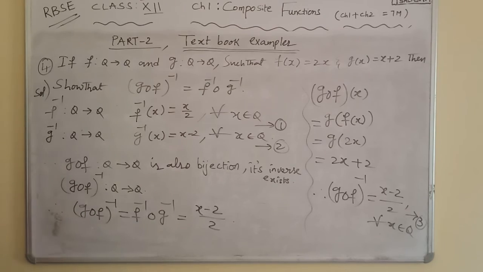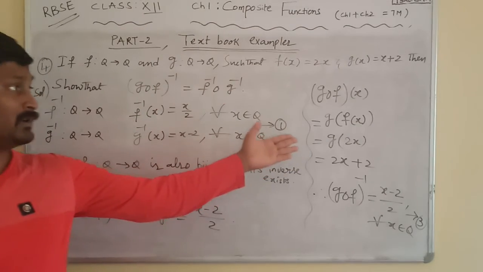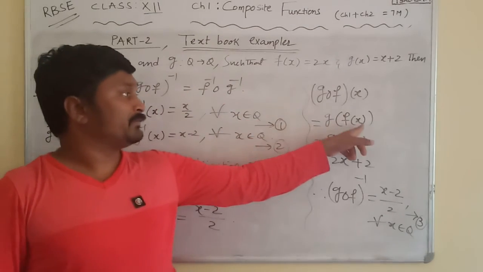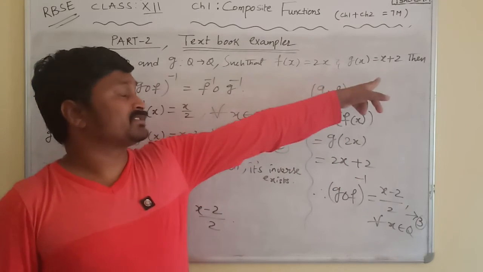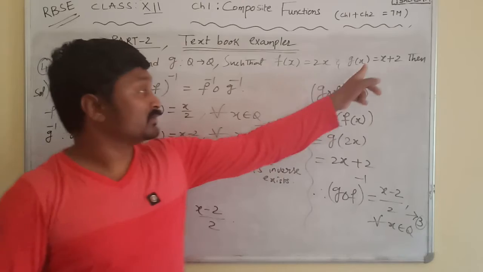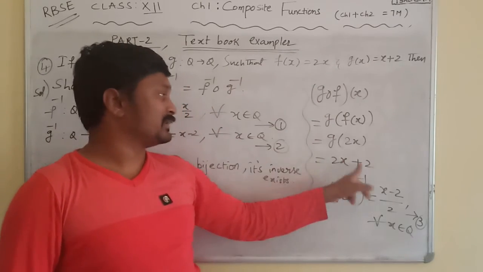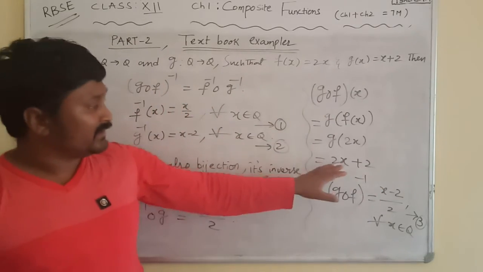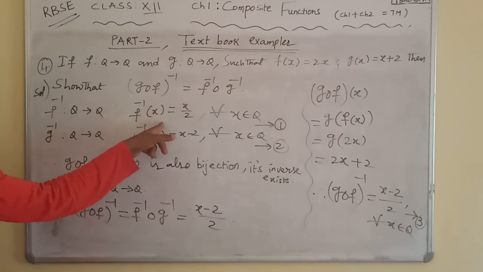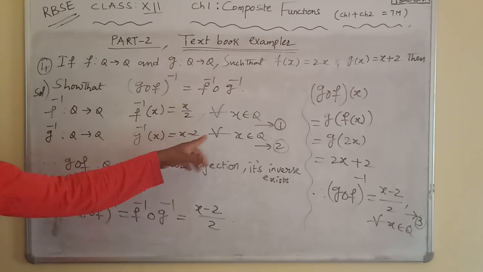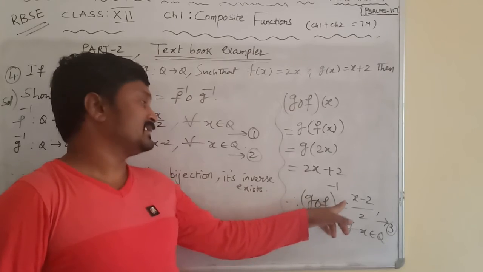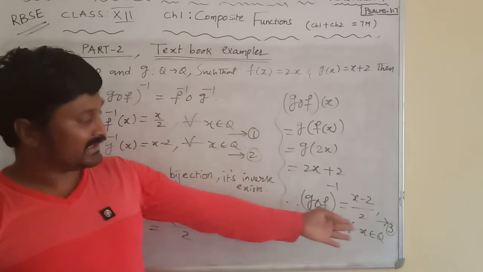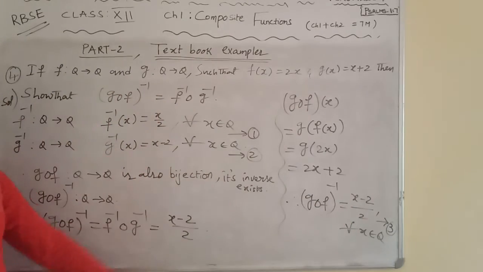So now how to find this? First find g∘f(x). Now g(f(x)): f(x) means 2x, and g(x) means x + 2, so wherever x is there, substitute 2x, so you write 2x + 2. Now, by the same method we used to find f⁻¹(x) = x/2, we found that (g∘f)⁻¹(x) is (x − 2)/2 for every x belongs to Q.